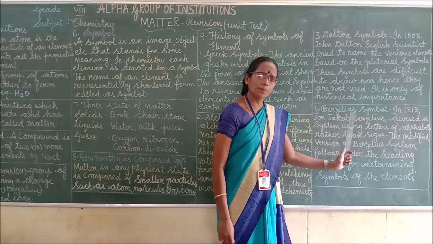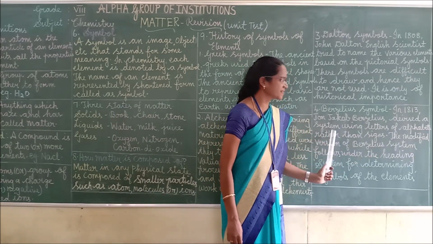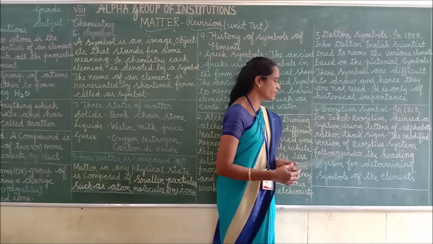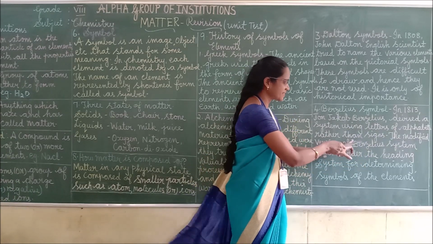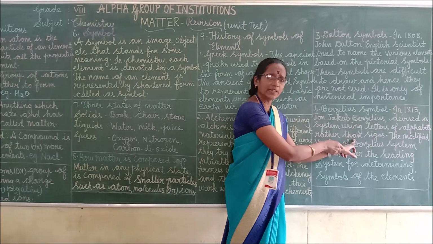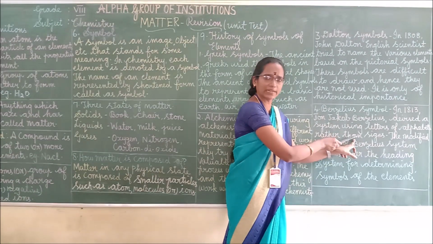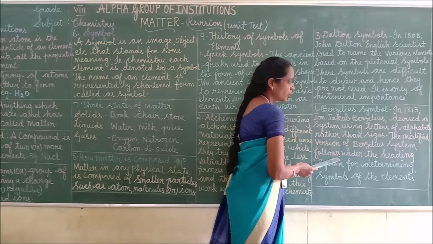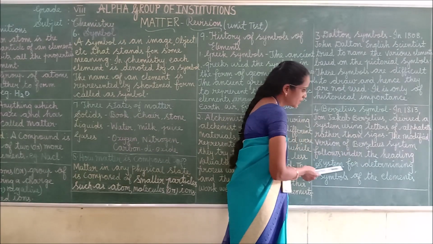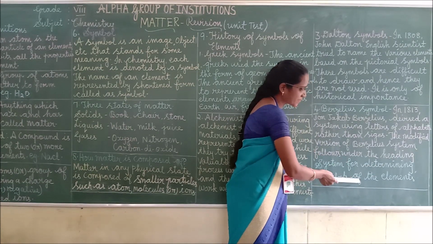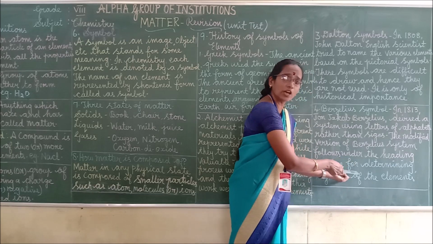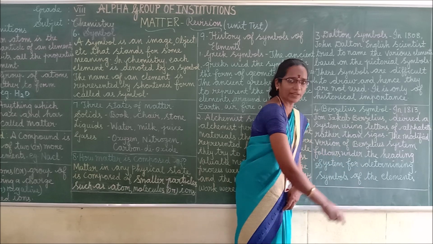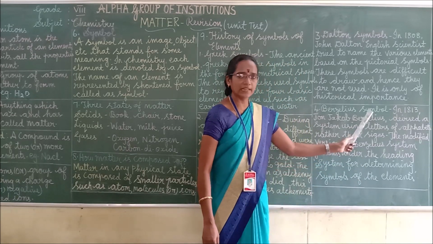In 1830, John Jacob Berzelius devised a system using letters of alphabets rather than signs. Instead of signs, he used alphabet letters, right? So the modified version of the Berzelius system follows under the heading System for Determining Symbols of the Elements. Nowadays we are following this system only. So, write a note on Berzelius symbol.